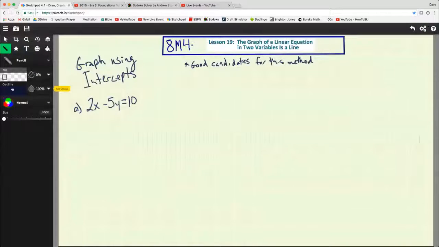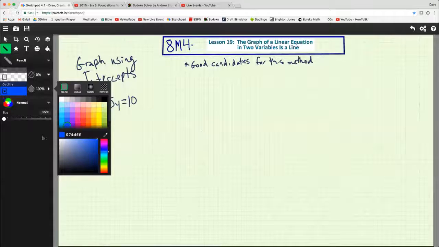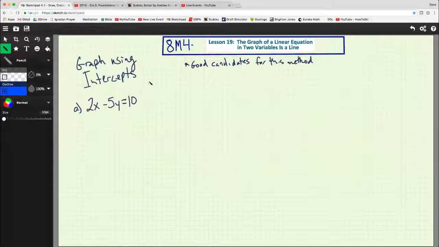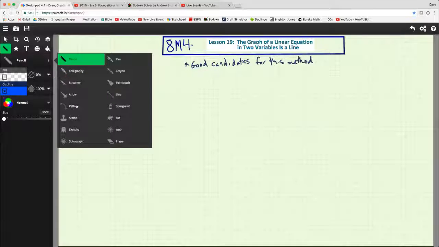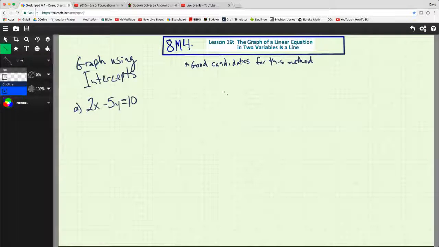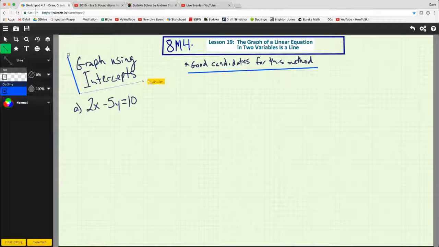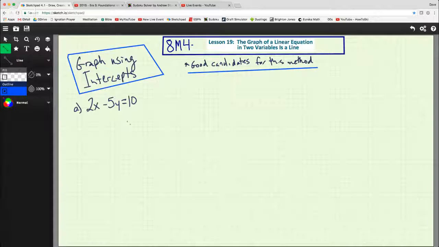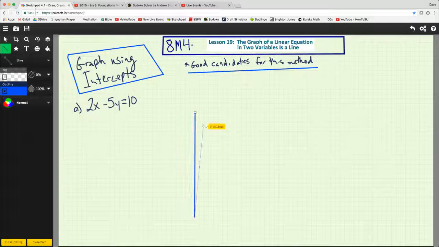Now, the thing that we're going to do now is we're going to learn how to graph using intercepts. This is one thing that we haven't really done. We've kind of done it, but I'm going to explain to you exactly how you do this process and when it might be useful, which is good candidates for this method. Okay, so graphing using intercepts. So the idea, and then we're going to make a graph here, so we can actually do this, and I'll show it to you. You make a graph.